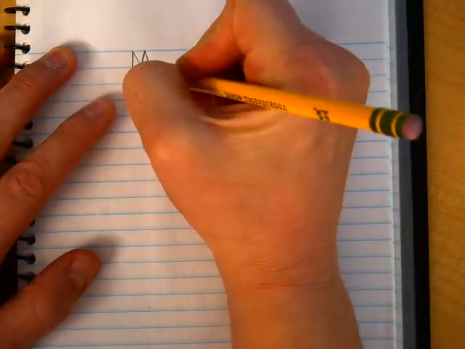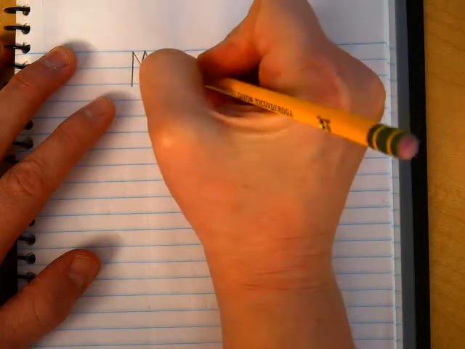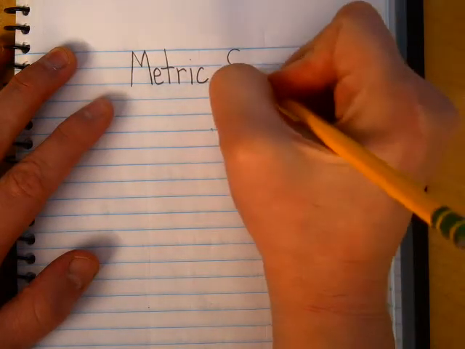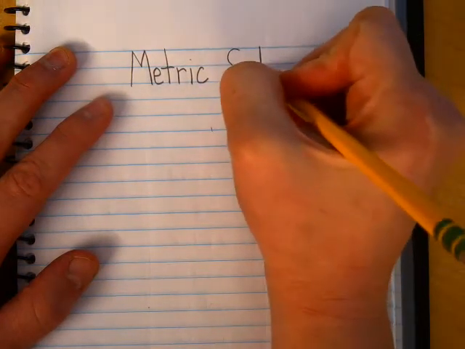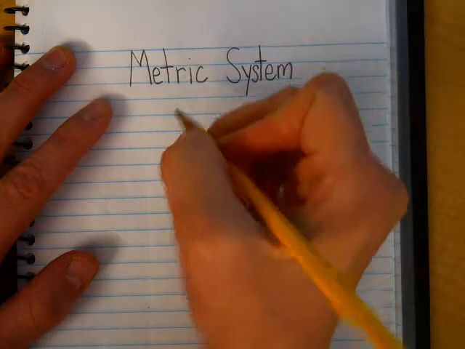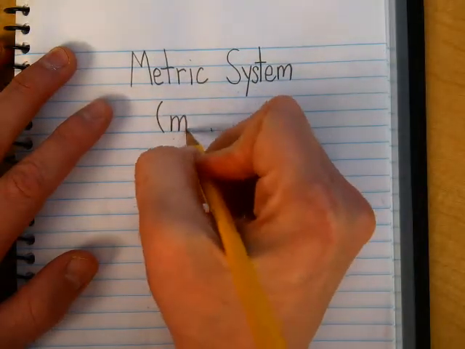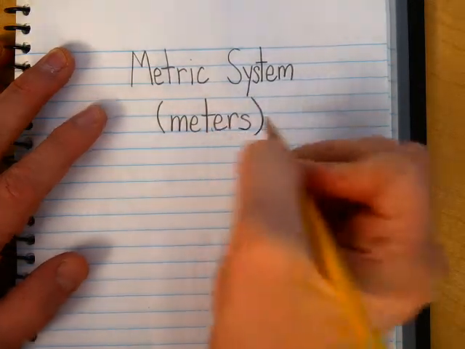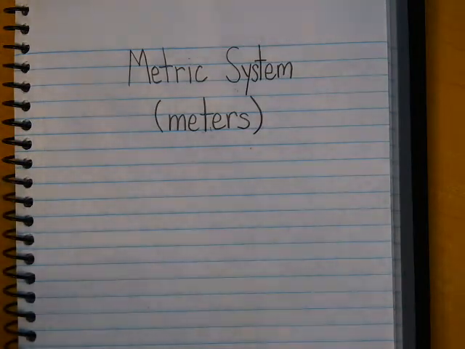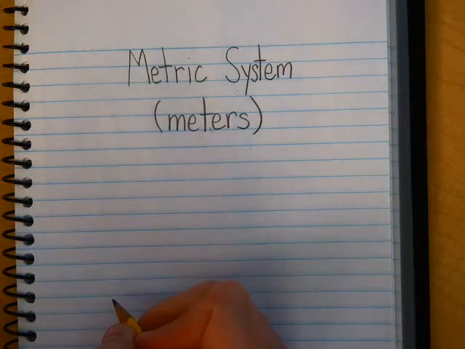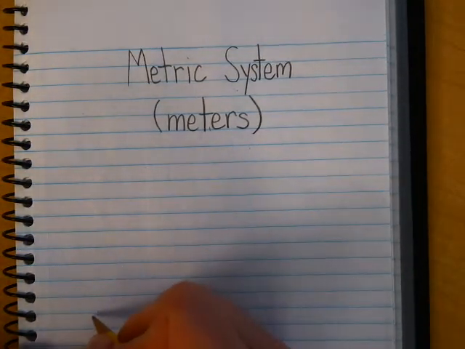So sometimes, guys, when we talk about the metric system, it helps to think of it as a set of steps. Remember, the metric system has an S in it, and it's the one where we use meters. We're going to be using meters, but not just meters. There are some other measurements in the metric system, and to help myself remember those measurements, I'm going to draw a set of stairs.